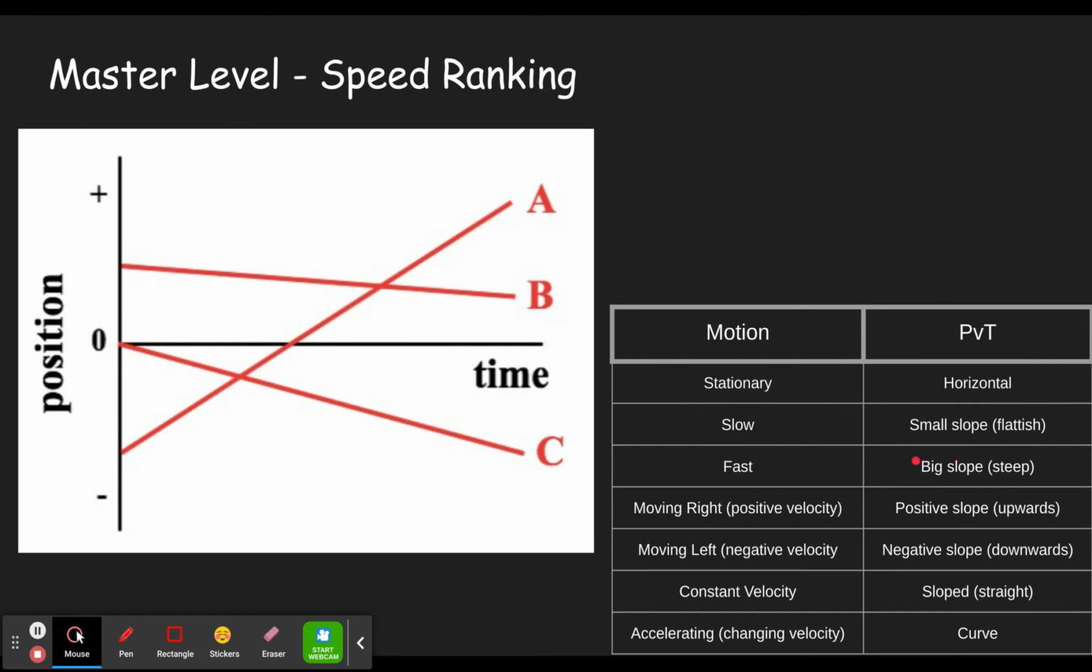Since C starts this far away and gets farther away, C is sloped bigger. A is sloped the biggest, so A would be the fastest, C would be the second fastest, and B would be the slowest in this one. So for this, because it doesn't say anything about direction, you're just talking about what's on the speedometer of the car that's driving this way. It's just the flattest one is slowest, and the steepest one is fastest. And that's the master level. Do, I think, 4 of those, and you're good to go.